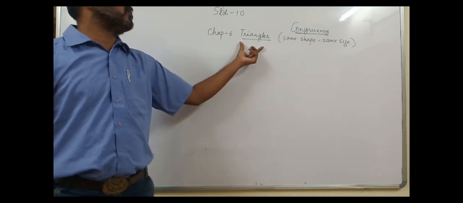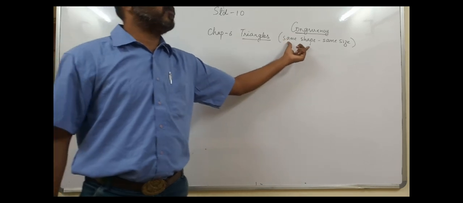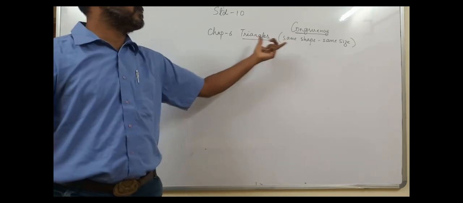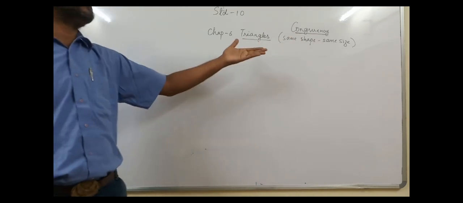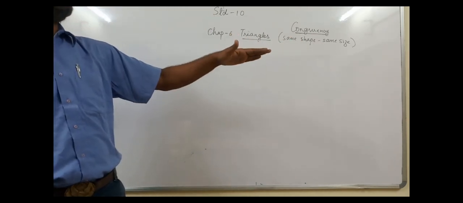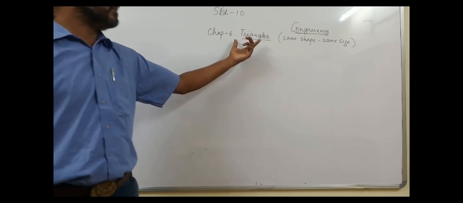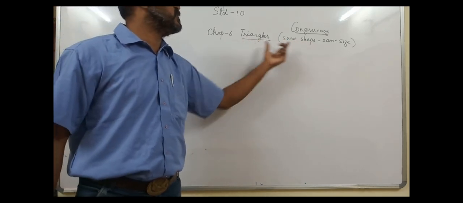Now since we are talking of triangles, the shape will always be a triangle. Just now I gave a rough idea. Congruency can be for any figure. Euclid's axiom states that, and it is an accepted axiom, means it is a universal truth. But here we talk about triangles, so the shape is always a triangle.